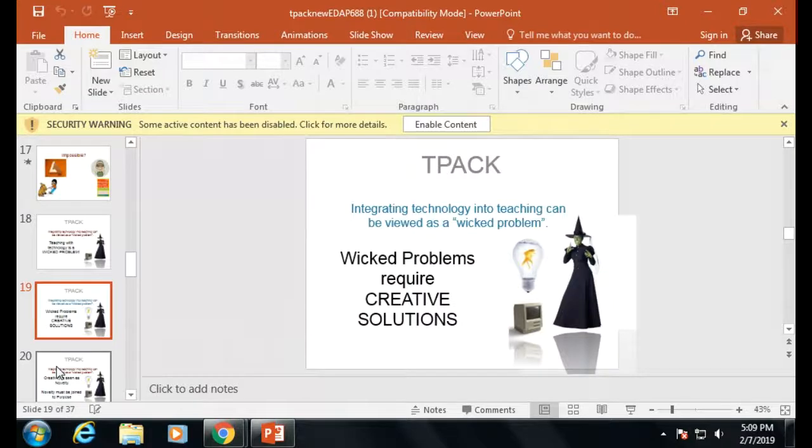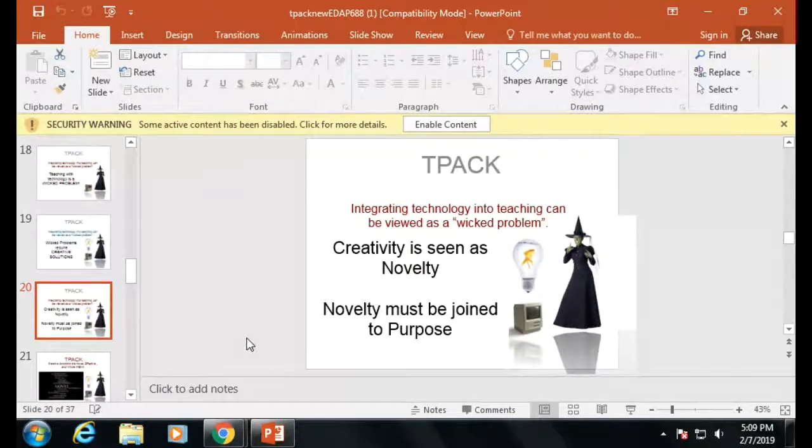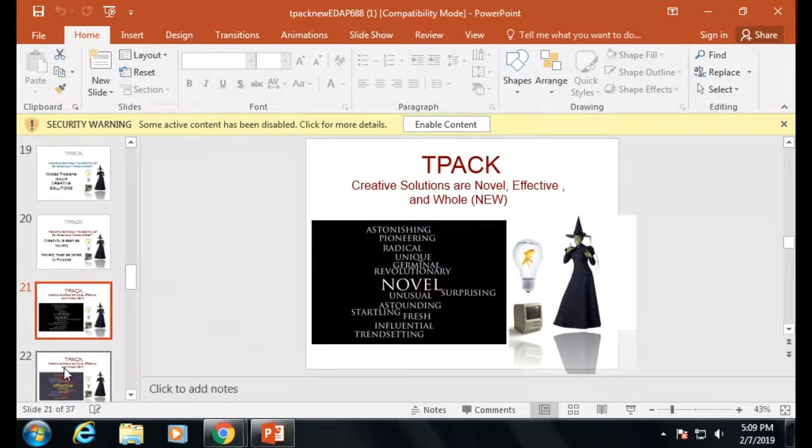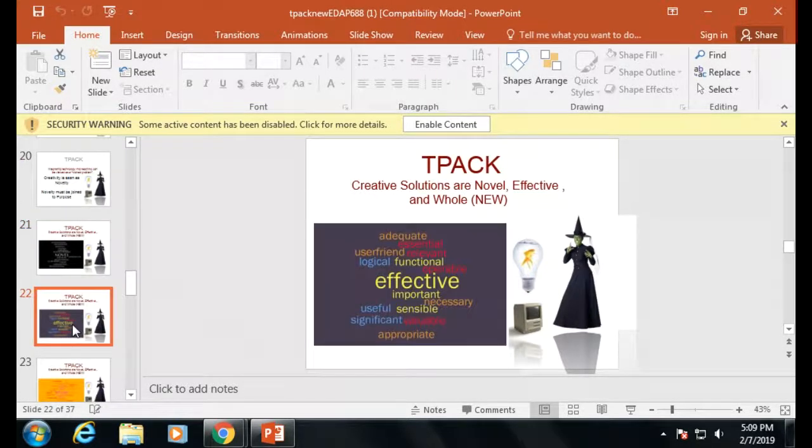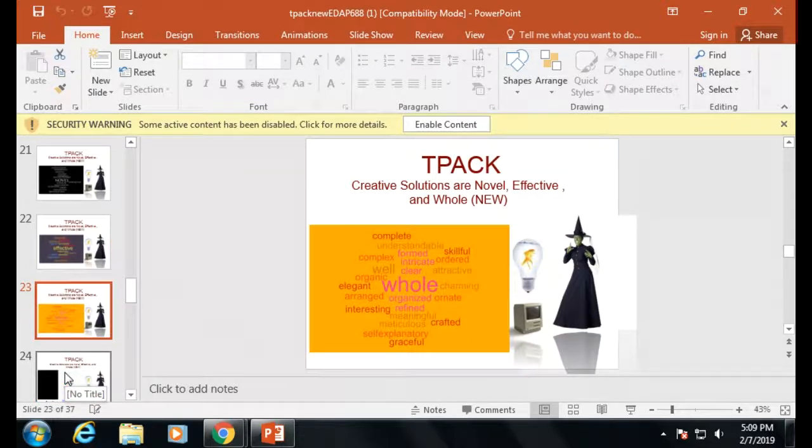For us to be able to look at it, we need creative solutions. The solution should be seen as novelty. In other words, creativity is a part of the novelty of it. Novelty must be joined to purpose and be effective, and for the whole thing to be holistic. So the other acronym that the two guys came up with for TPACK is new, novel, effective, and whole. So the new is, hey, we're going to use this thing called Blend Space.